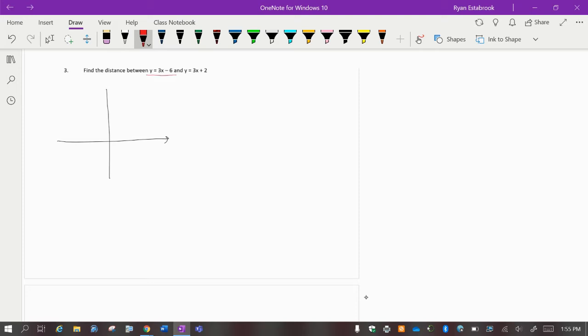First of all, y equals 3x minus 6 will look something kind of like this. And y equals 3x plus 2 has a bigger y-intercept, so it'll be a little bit higher. It's going to look something like this. Now, I could find the distance between any of these green segments, and that would represent the distance between the two lines. Any one of them would work because all of those are the same. However, I'm not just going to pick any segment. I'm going to pick a strategic one.